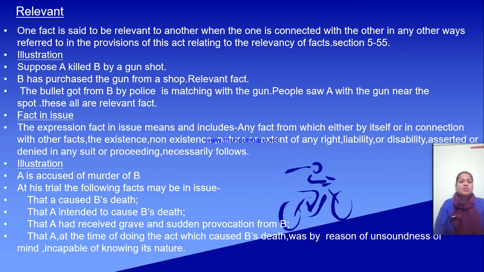That A had received grave and sudden provocation from B is also a fact in issue. That A, at the time of doing the act which caused B's death, was by reason of unsoundness of mind incapable of knowing the nature of the act. So for that reason he may have killed B. So these all are the facts in issue.